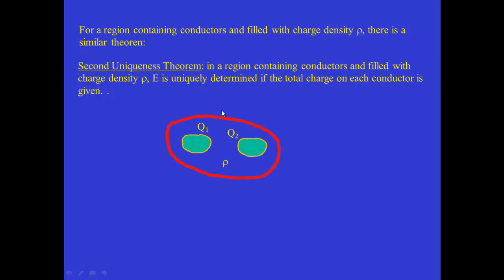So imagine that the region of space is filled up with conductors that have total charge Q1, Q2, and then of course charge density in between of ρ. Then if that's the case, then we know solutions to Laplace's equation in that region are uniquely specified. And these properties, these uniqueness theorems, although they seem somewhat abstract, turn out to be very useful tools for the very next topic, which is called the method of images.